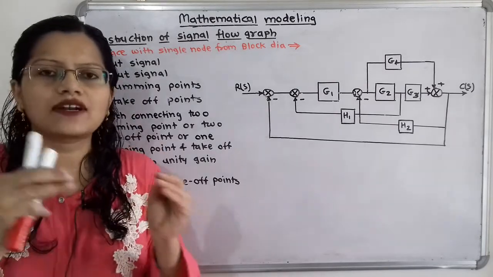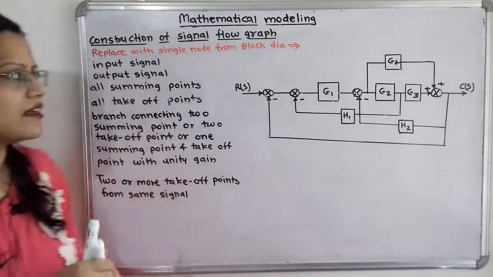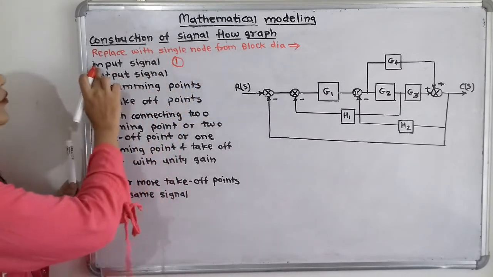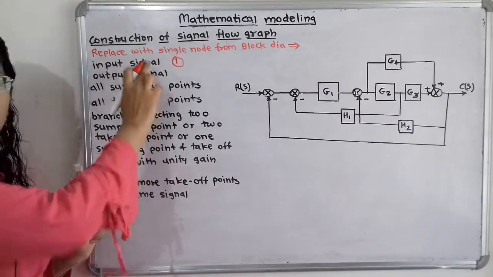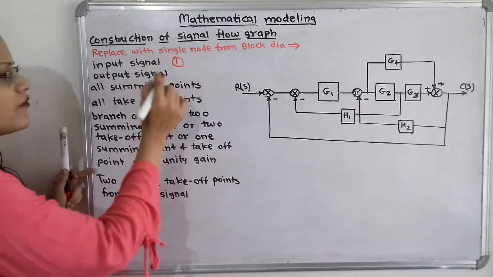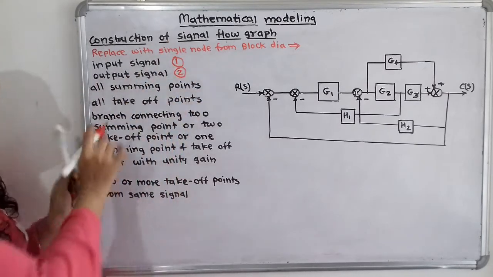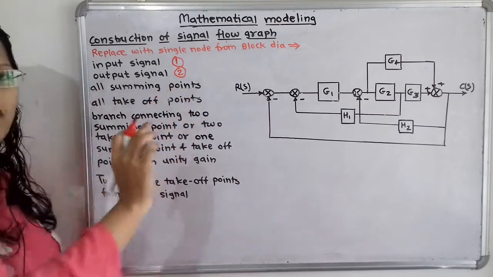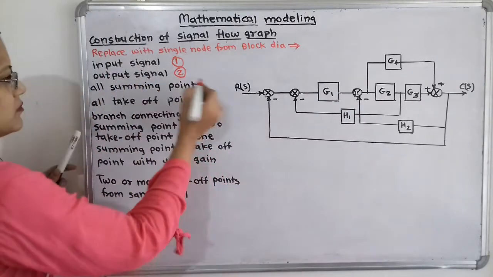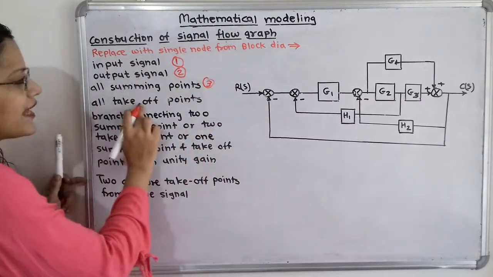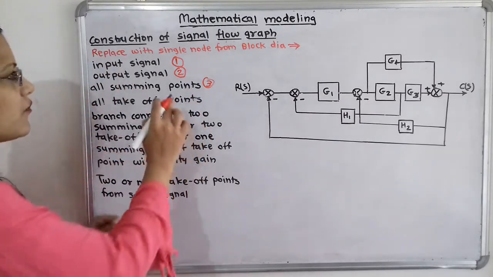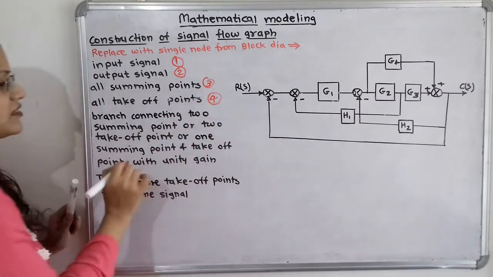When this block diagram is getting started with input signal, I will mark here that this is the first point that we have to remember. We have to convert this input signal into a single node. Then the output signal we have to convert into a single node. Then all the summing points. Whenever there are summing points, we have to convert them into a node. So this is the third point. Then all takeoff points. The takeoff points from the block diagram, we have to convert into a single node. That is the fourth point.